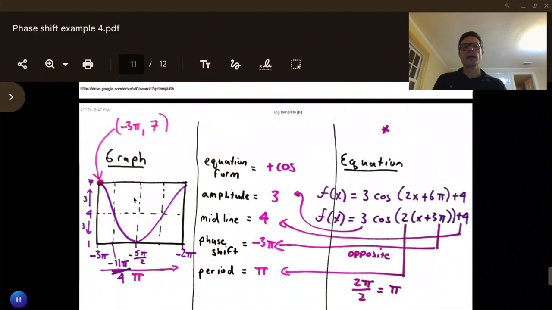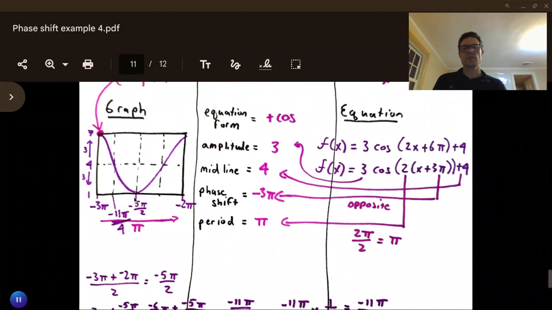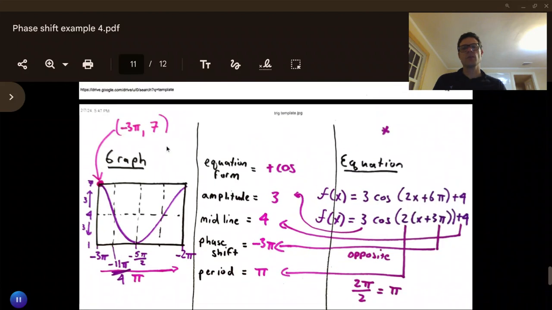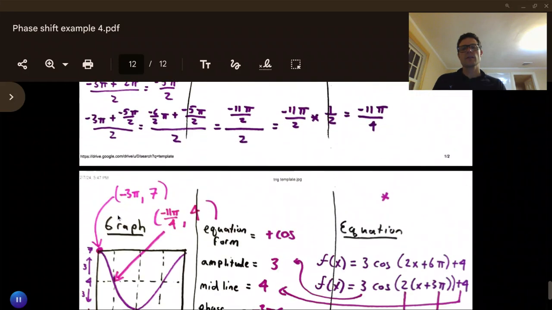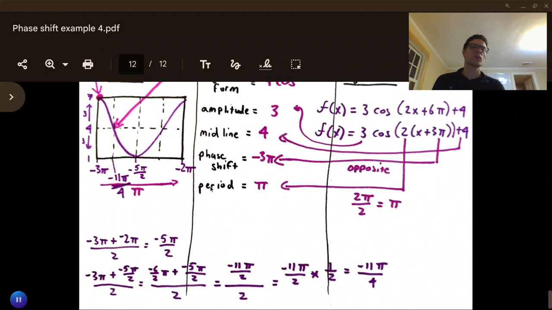I could do the other one actually, but this was a lot of work and I don't need to, because once I have this point and this point, I have the 2 points I need to graph. So this point is negative 3 pi for the x value and 7 for the y value. Now this point right here is negative 11 pi over 4 for the x value and 4 for the y value. So you just go back on and graph that. I hope that helps. Take care.